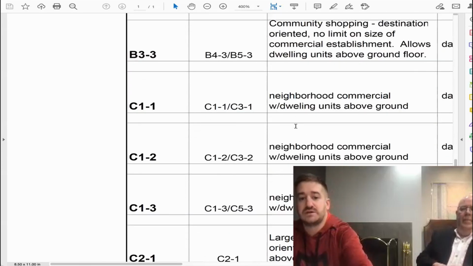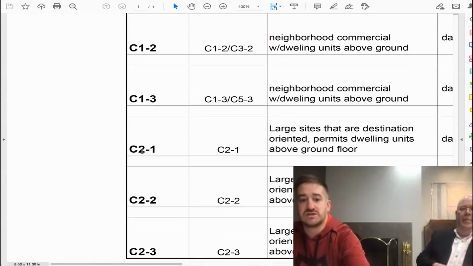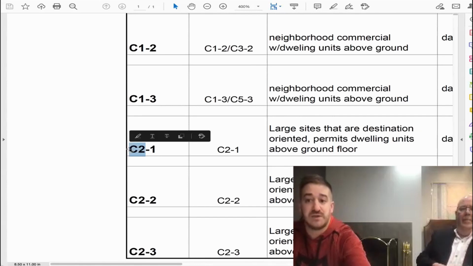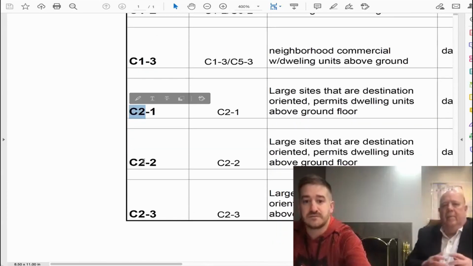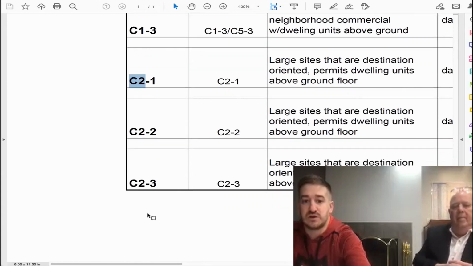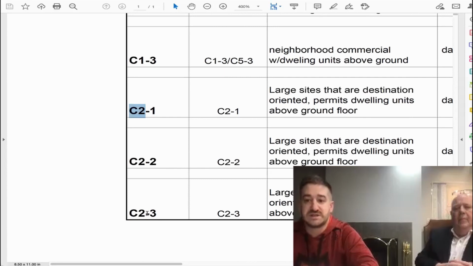And then same with your C1s, neighborhood commercial. C2 are larger sites, such as maybe a Kohl's or a Best Buy, a Lowe's, a Home Depot, Menards. Then you get to C3, which we don't have here, but C3 does not allow for any residential on it. So the higher the number, the more allowed usages there are.